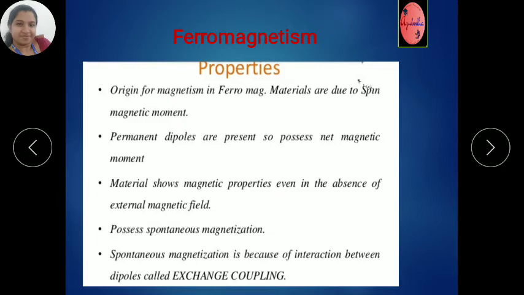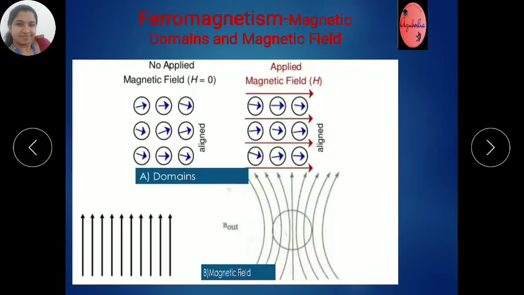Then ferromagnetism. So ferromagnetism, origin of magnetism in ferromagnetic materials is due to spin magnetic moment. So permanent dipoles are present, so possess net magnetic moment. Material shows magnetic properties even in the absence of external magnetic field. Possess spontaneous magnetization, that means immediately they get magnetized. Spontaneous magnetization is because of interaction between dipoles called exchange coupling. So we can go through the ferromagnetism, magnetic domains and magnetic field.